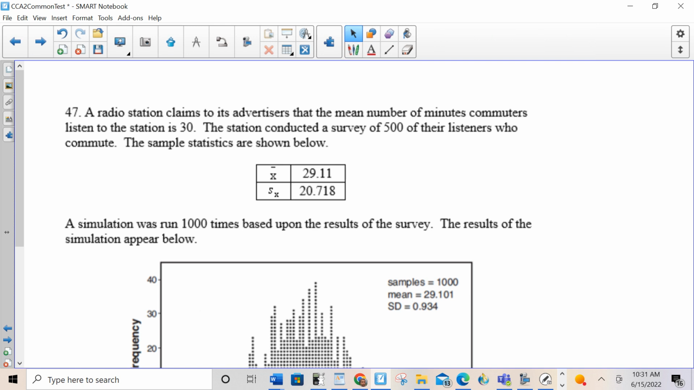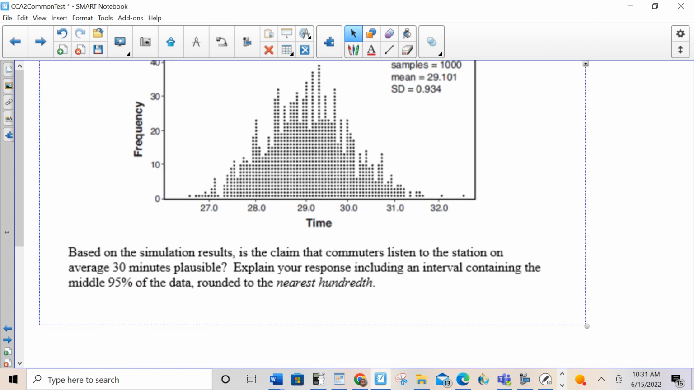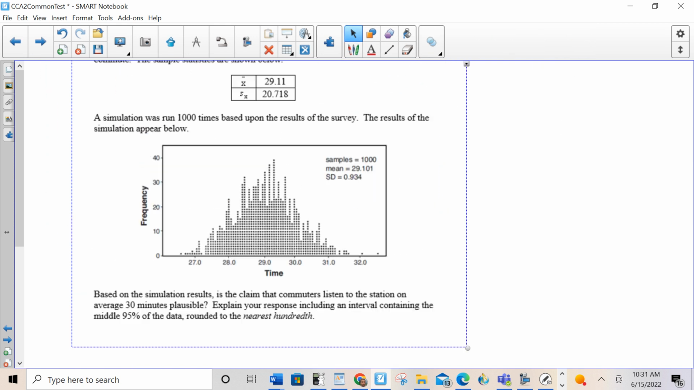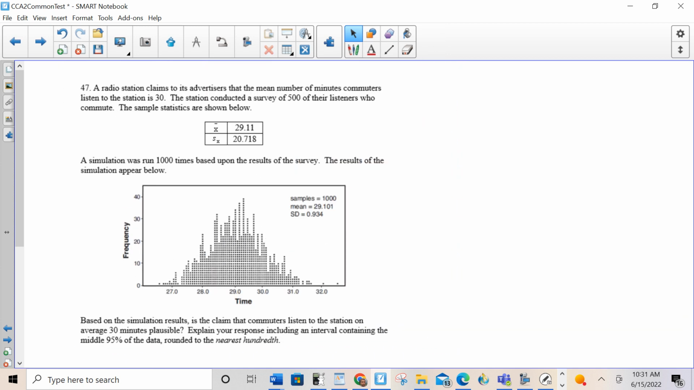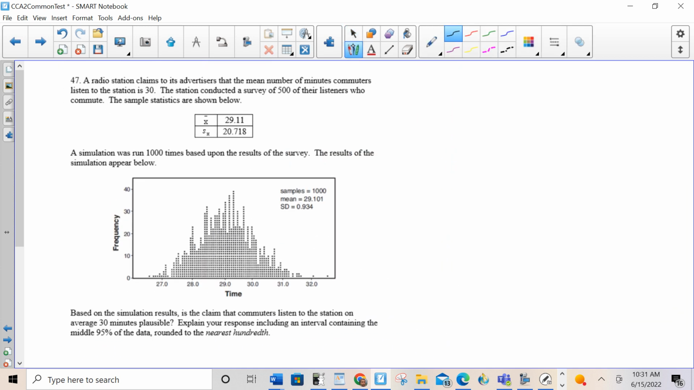Here we go. The very commonly asked, simple 4-point question. There's a lot of reading, but even if you don't want to read it, we know we need to find the confidence interval and see if something's going to be inside. I guess I can read it.